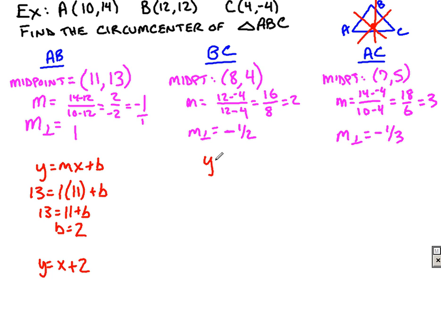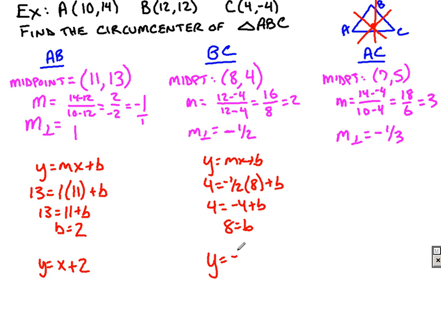Do the same thing for these. y equals mx plus b. Plug in what we know. y is 4, m is negative 1/2, x is 8, plus b. So 4 equals negative 4 plus b, which means 8 equals b. So here y equals negative 1/2 x plus 8.